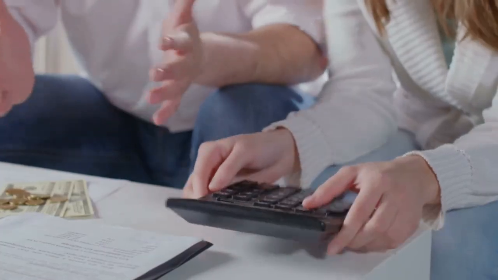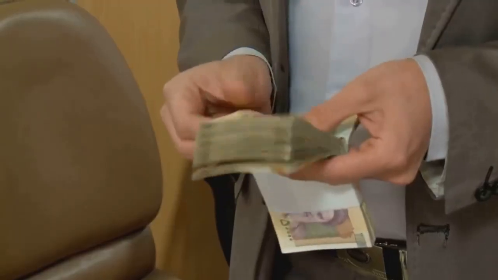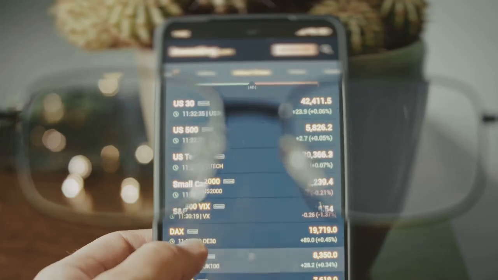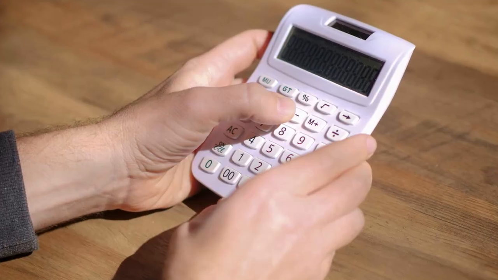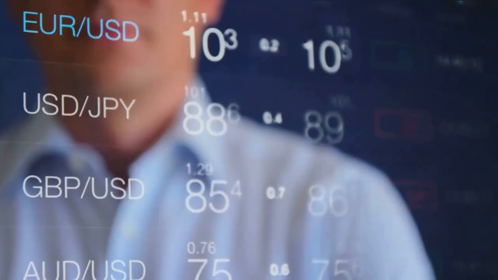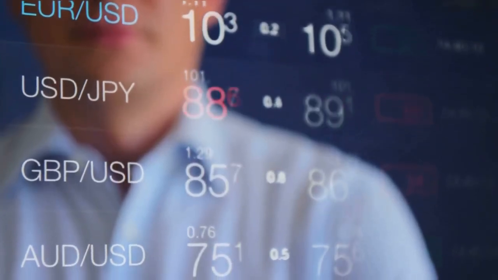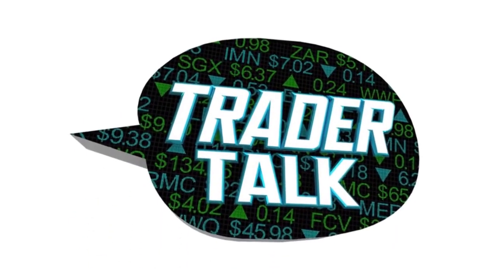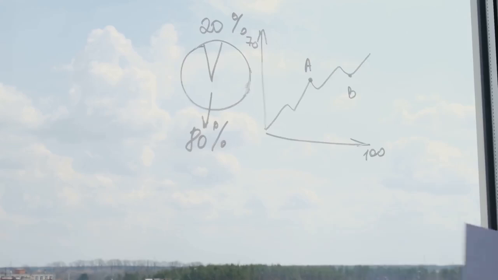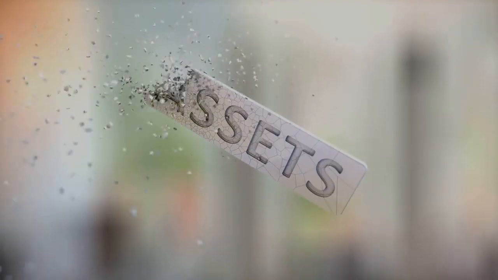This is where most traders go wrong. Step 1. Know your account size. Example, $200. Step 2. Decide risk percent. Let's risk 2%. 2% of $200 is $4 maximum loss. Step 3. Know your stop loss size in pips. Example, your setup has a 40 pips stop loss. Step 4. Use this logic. The smaller your stop loss, the bigger the lot size can be. The bigger your stop loss, the smaller the lot size must be.